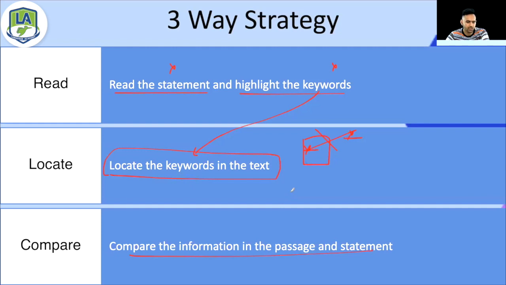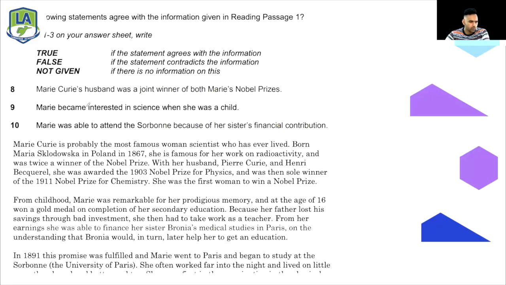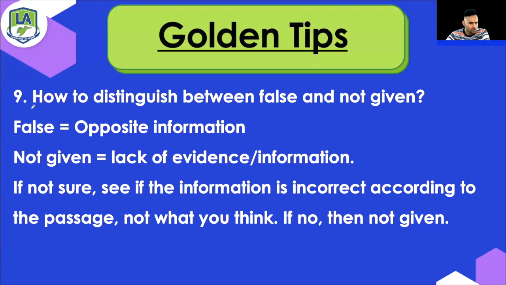So true for correct, false for contradicting. If it's missing, it will be not given. So I'll show you in a while how to distinguish between false and not given. Number 9, you have to basically remember this principle. False means opposite information, not given means lack of information. You do not have to use any of your knowledge.